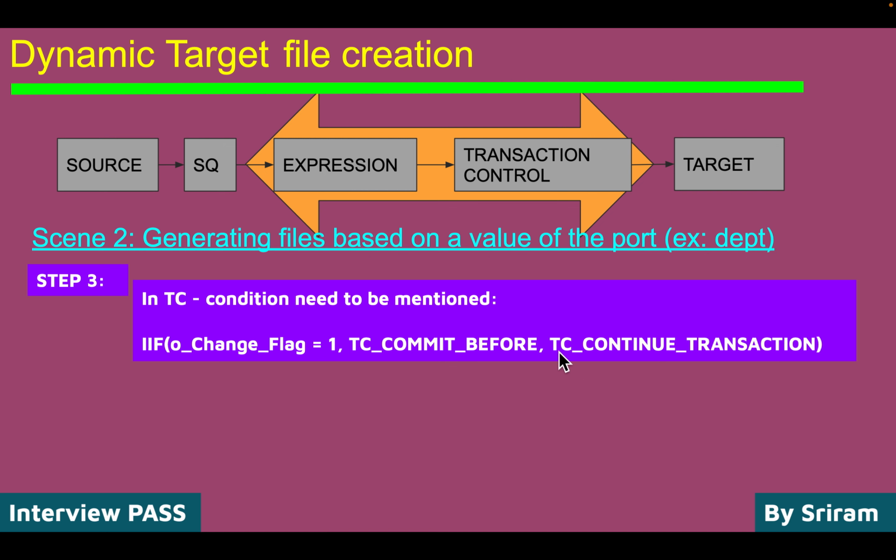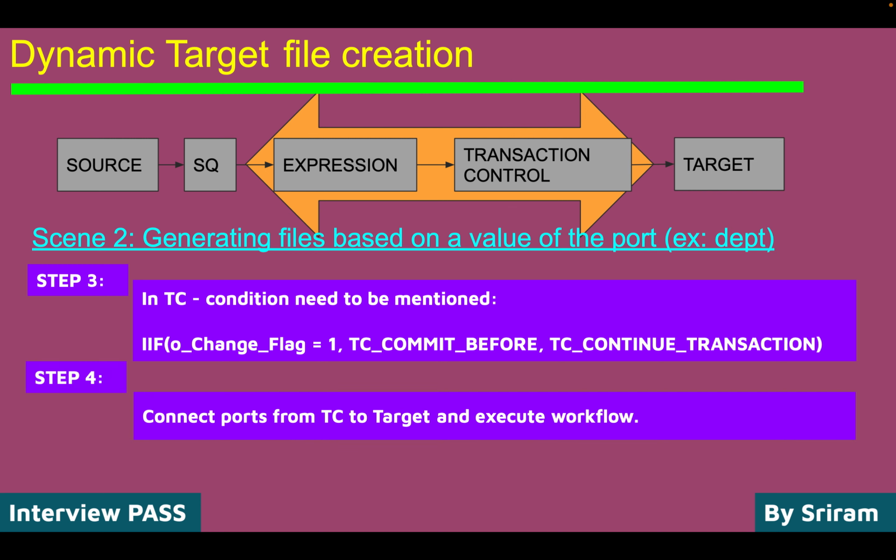That's why we are saying TC_CONTINUE_TRANSACTION. It will loop through to get all the input records for the particular department, and until then it will not load. That's the TC continue transaction or TC commit before, which commits the transaction. So connect ports from transaction control to target and execute the workflow to create multiple files based on the department name.